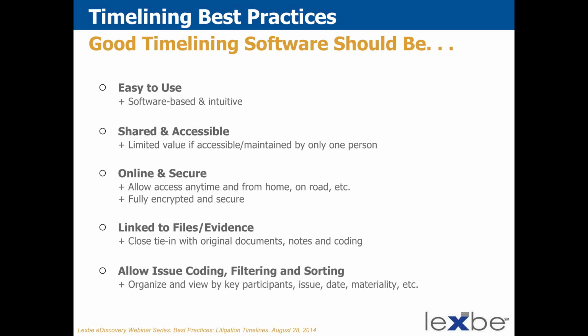It needs to be linked to the files and evidence. I think timelines that don't give you an immediate link back into the original documents, your notes, and the coding on the documents can be pretty limited. So good timelining software, that should all be a click away. And then at last, it should allow issue coding, filtering, sorting. Once you put these timelines out, you should be able to slice and dice them and look by custodians, case participants, issue, date, materiality, etc., for the various things that you want to do with the timelines.